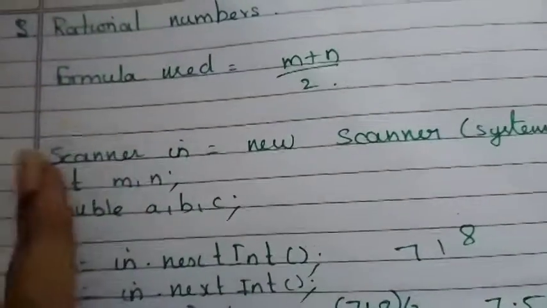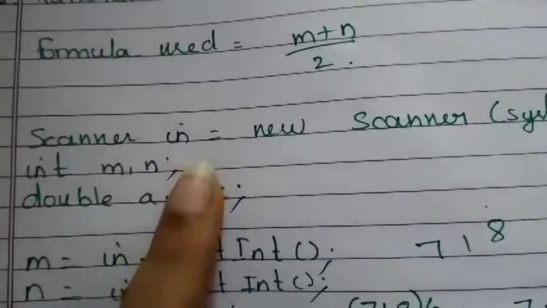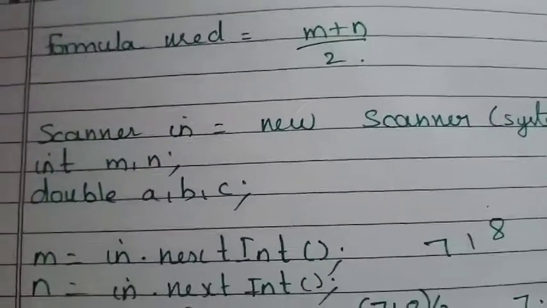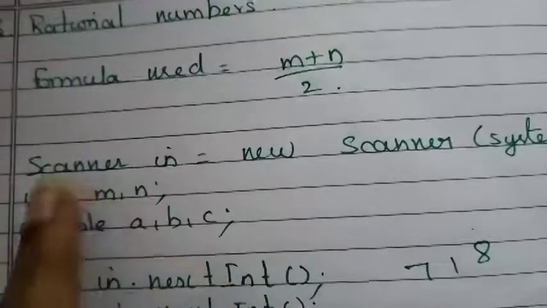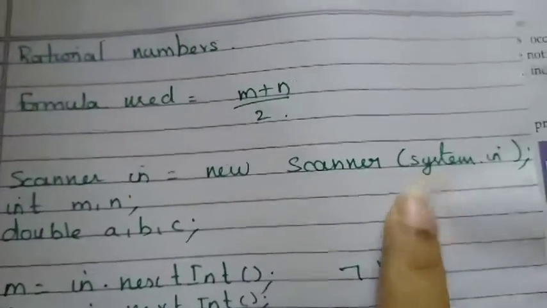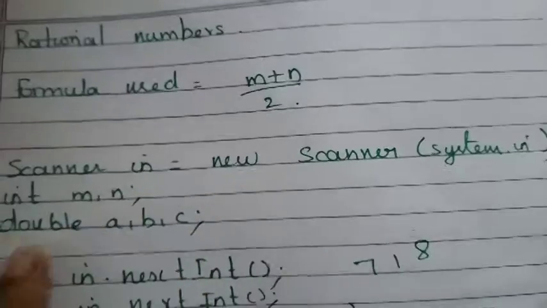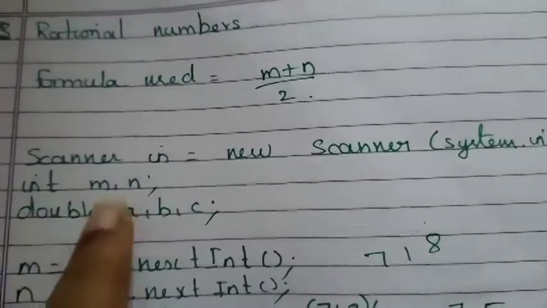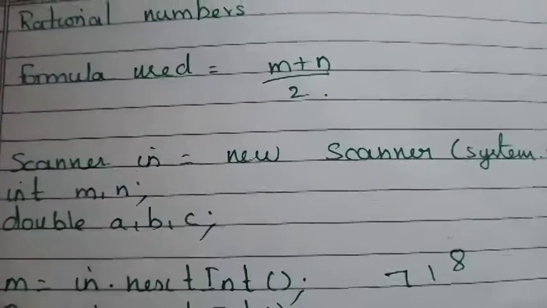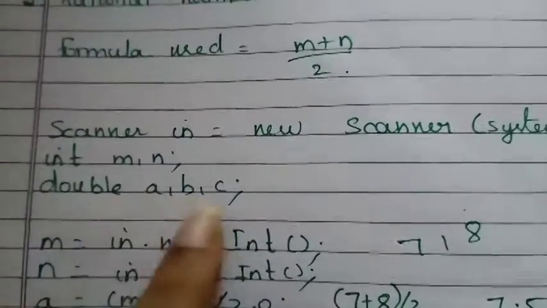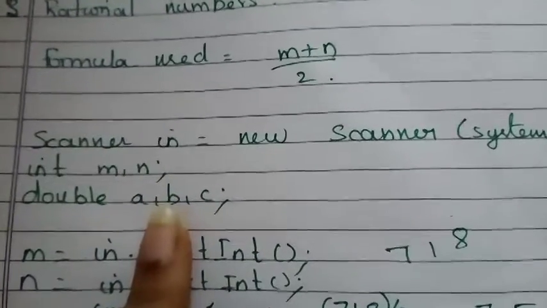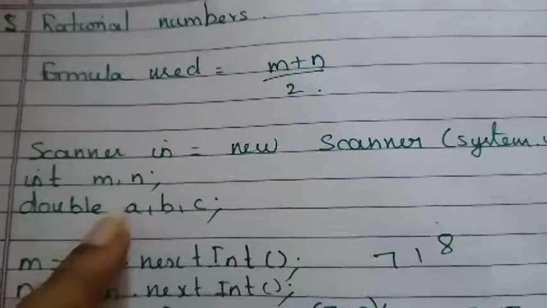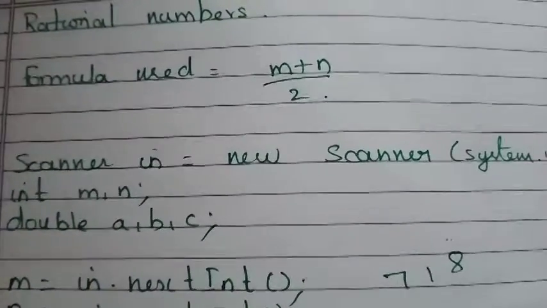Okay, first we have to import java.util. Then after that the class name will be given. Then is your void main function, and inside your void main function the Scanner class will be declared. After this declaration, the input you are going to take is given in the integers m, n. You are going to declare it. After that, double, because it is going to be a rational number, you have to declare it in double. Integer means you will get only the whole number, so you declare it in double.